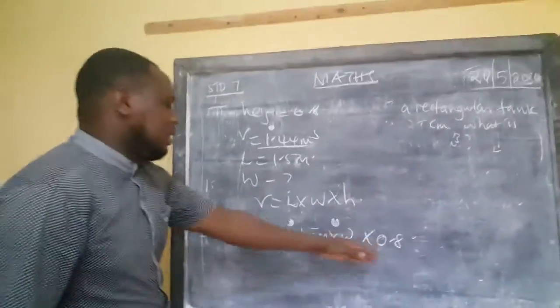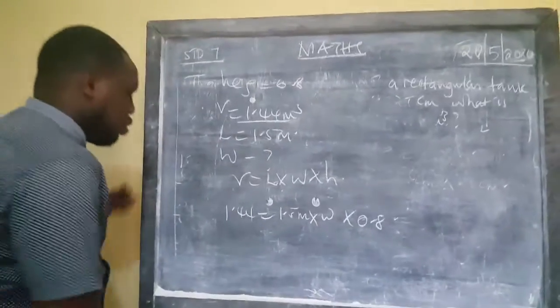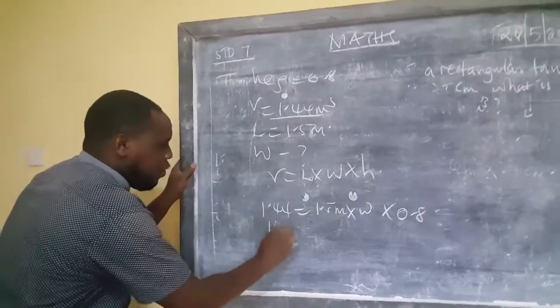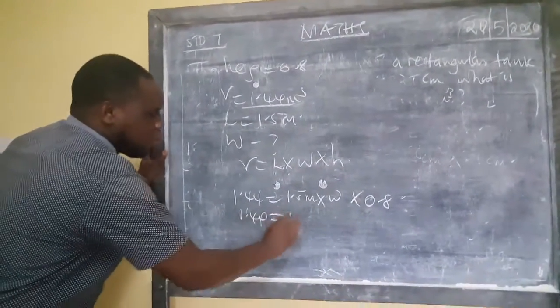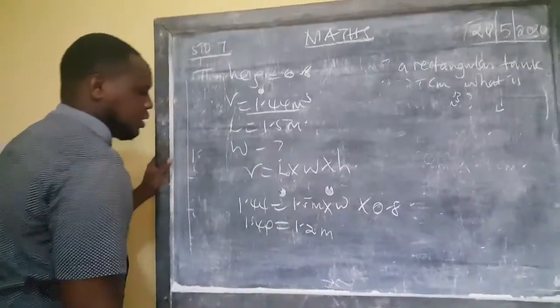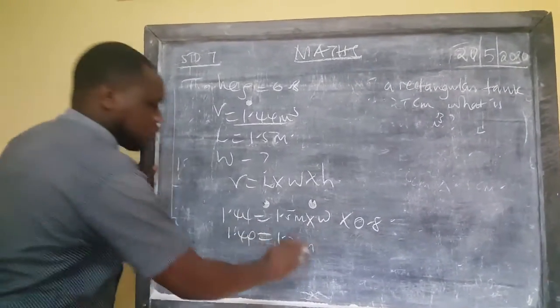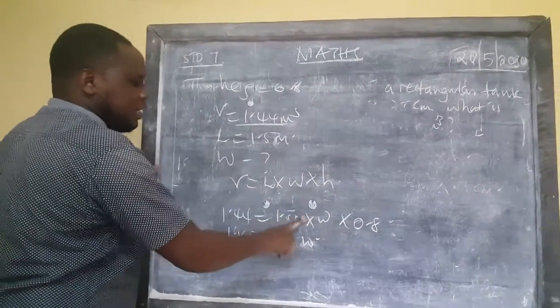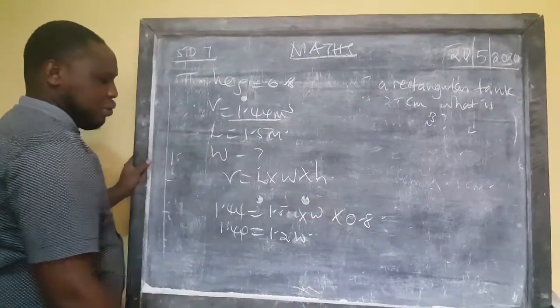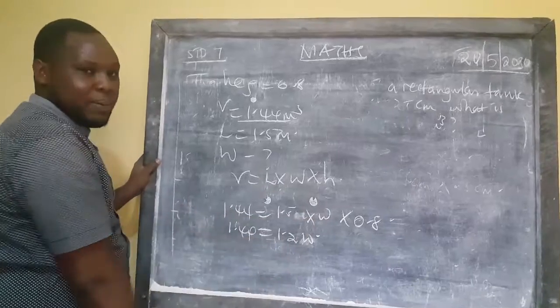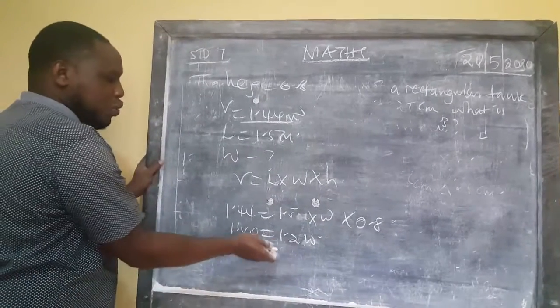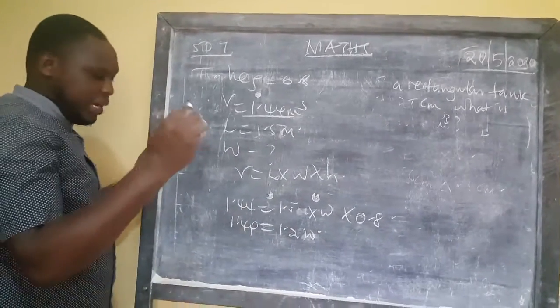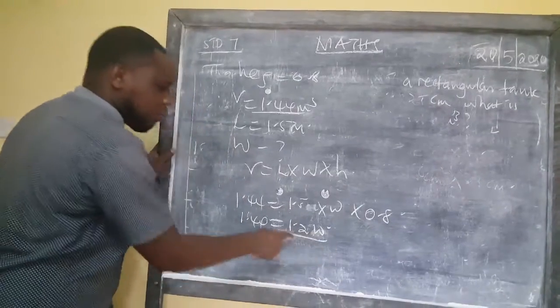If you multiply 1.5 and 0.8, it's going to give you 1.2. So 1.44 is equal to 1.2 W, because we are multiplying 1.5 times 0.8 times W. So for us, we don't want 1.2 W, we want 1 W. So we divide by the coefficient of W.